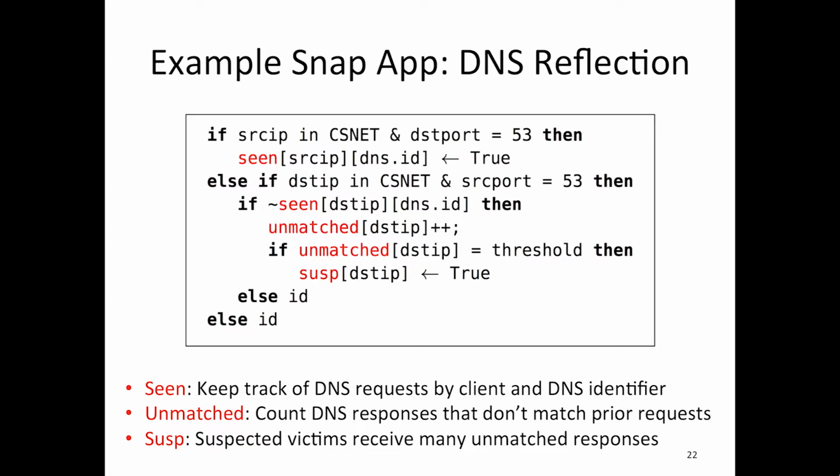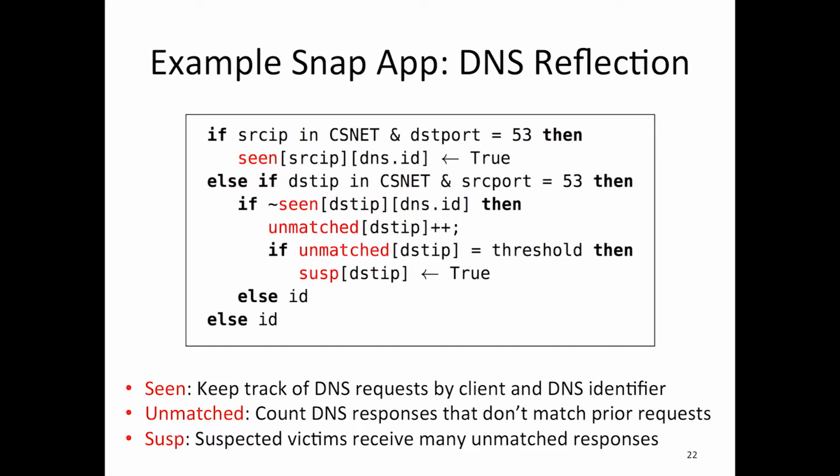So to give a little more context, in this example, we're trying to detect DNS reflection attacks. A DNS reflection attack happens when an adversary sends a spoofed DNS request to a bunch of open DNS resolvers in the hope that the victim, who is the owner of the spoofed IP address, will get a whole bunch of DNS responses directed at him for queries he never made.